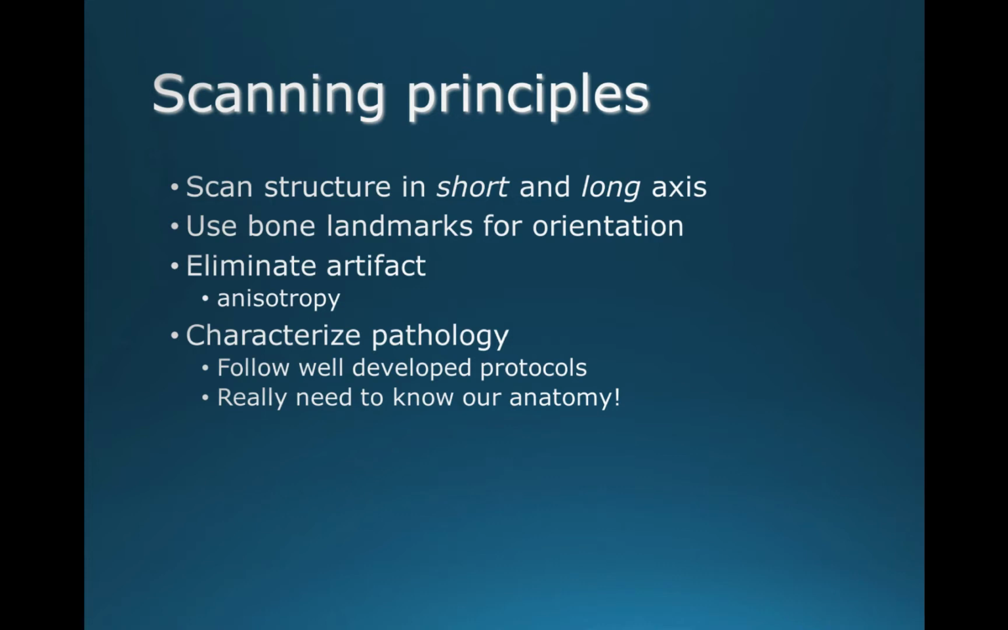Some different scanning principles that we'd like to go over. You want to scan your structure in short and long axis. You always want to start with bony landmarks for picking up your orientation. And then you want to obviously eliminate artifact, very commonly with anisotropy. And you want to characterize your pathology. You want to follow well-developed protocols. And in order to do a really good musculoskeletal ultrasound, you really need to know your anatomy.